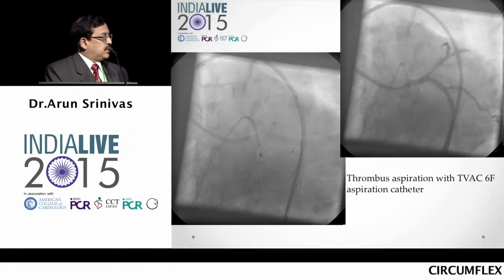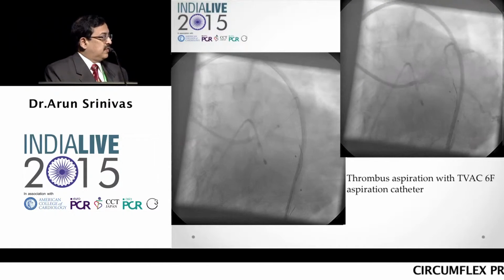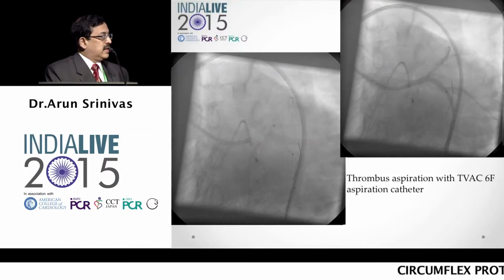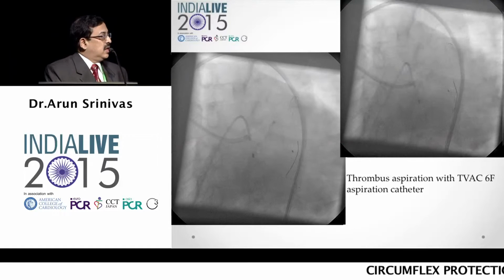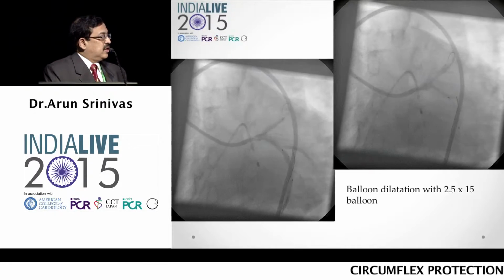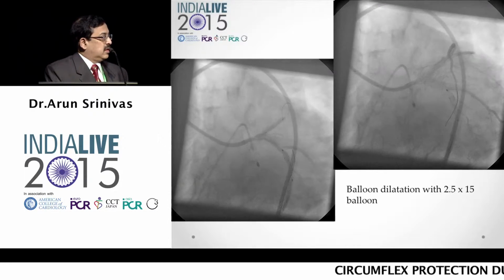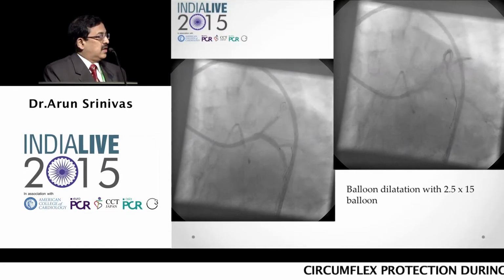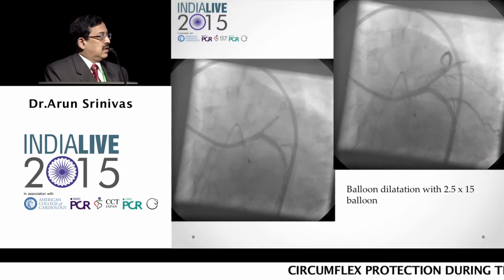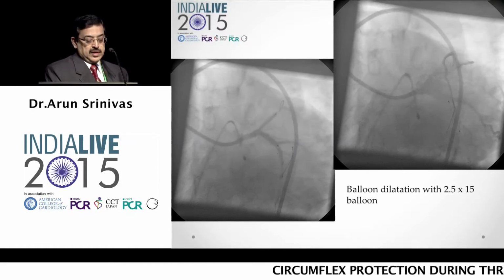After that, thrombus aspiration was done to the lesion with the filter wire in position, and that is the result post-thrombus aspiration. Then, since there was a significant residual lesion, a 2.5 millimeter by 15 balloon dilatation was done to the Australia-lady artery, and this is the result post-balloon dilatation.